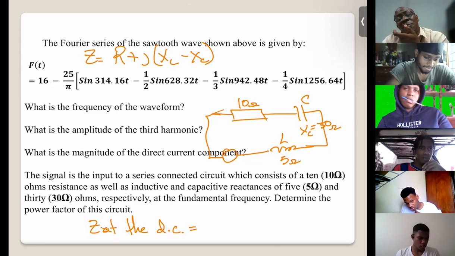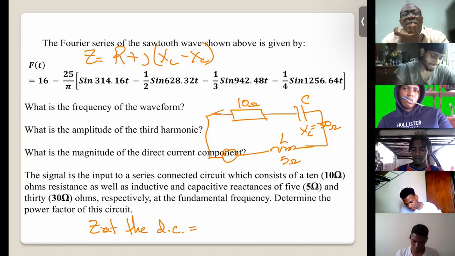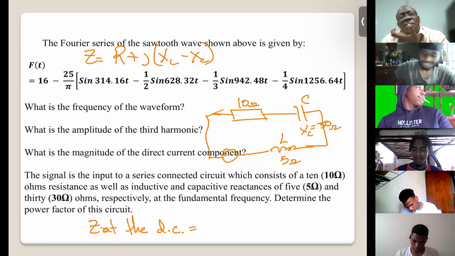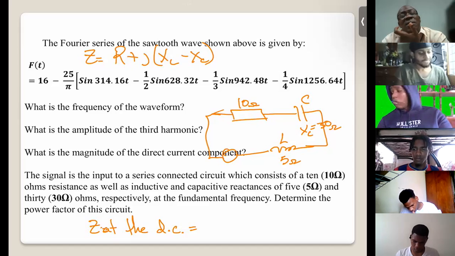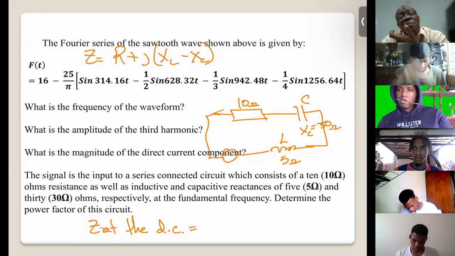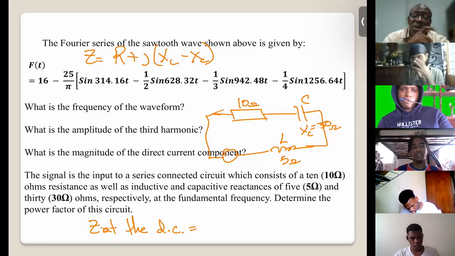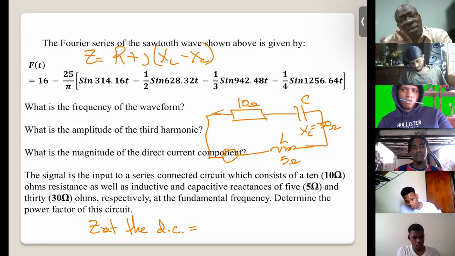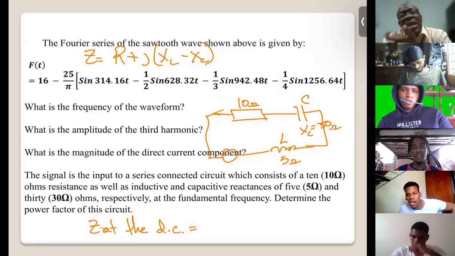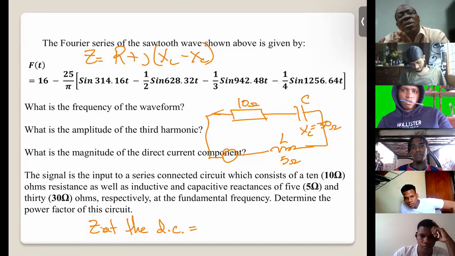Sir, which graph are you talking about, sir? The one with the curve? XC, capacitive reactance versus frequency. Was there a direct relationship, or was there an inverse relationship? The inverse relationship, sir. Good. So if it is 30 at the fundamental, when I double the frequency, what is going to happen to it?